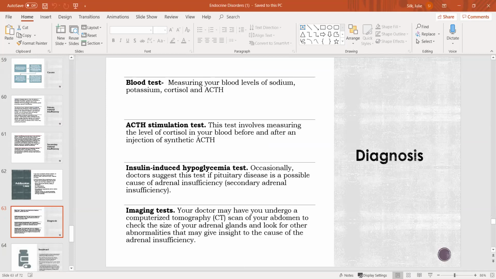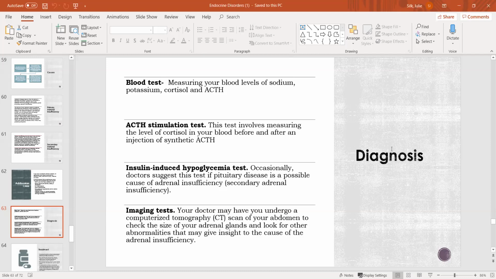To diagnose this, they're going to draw blood levels. So they're going to look at your sodium, your potassium, your cortisol, and your ACTH. There is a test called an ACTH stimulation test, and it involves measuring the level of cortisol in your blood before and after an injection of a synthetic form of it.